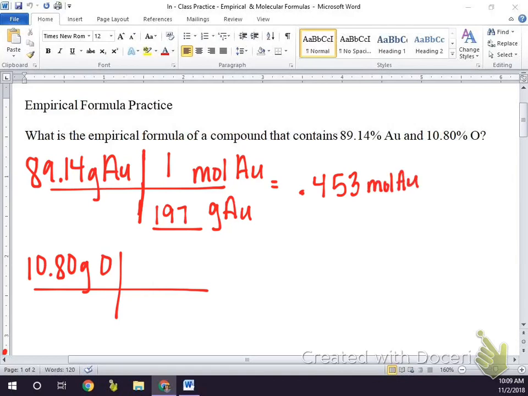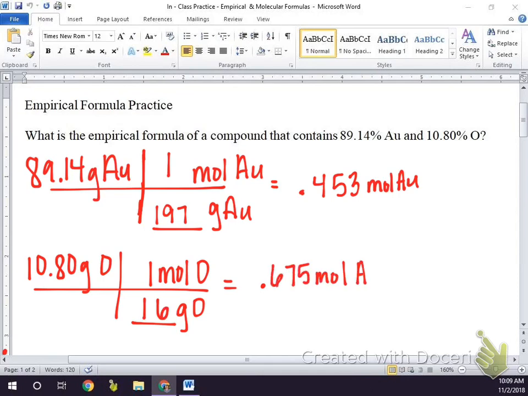Now if I want to convert from grams to moles of oxygen, I know moles gets the 1. And then to go with grams always is molar mass. So oxygen's molar mass is 16. Okay, so I've switched to grams. I've converted all to moles.